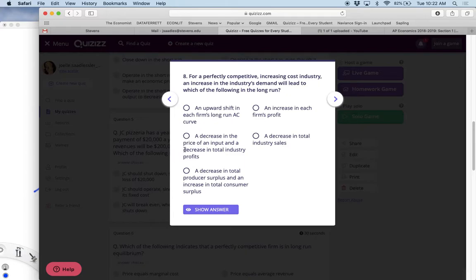A decrease in the price of an input? No. A decrease in total producer surplus? No. An increase in each firm's profit? No. A decrease in total... Wait a minute.